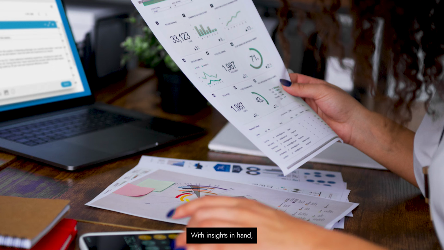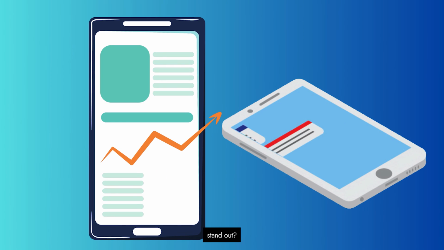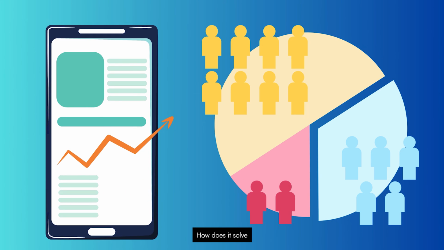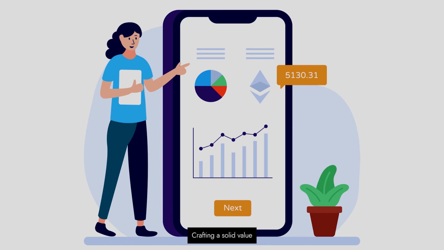Stage 2: Planning and Strategy Session. With insights in hand, it's time to refine your unique selling points. What makes your mobile app stand out? How does it solve your audience's problems? Crafting a solid value proposition sets the foundation for your mobile app's success.